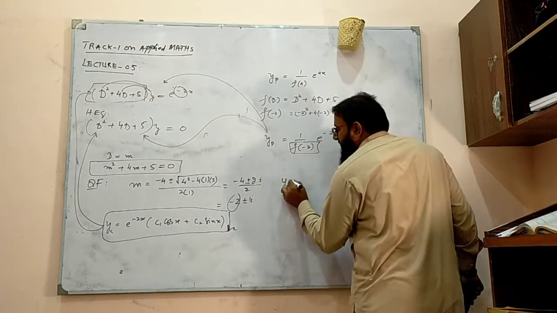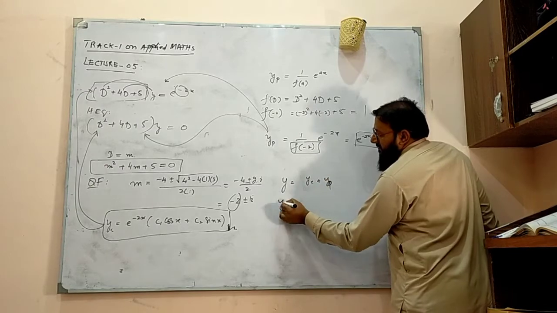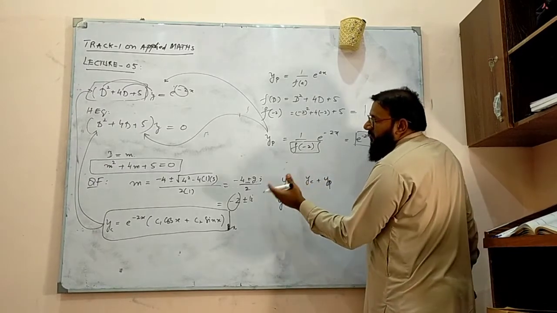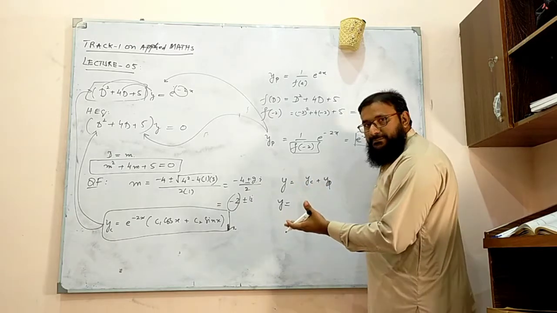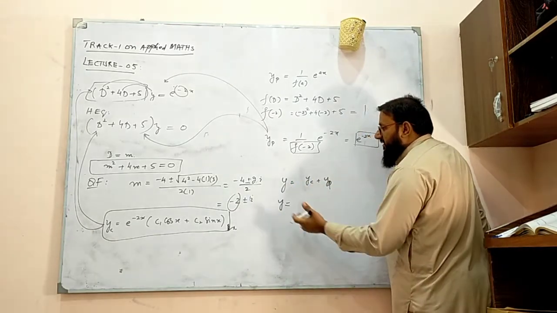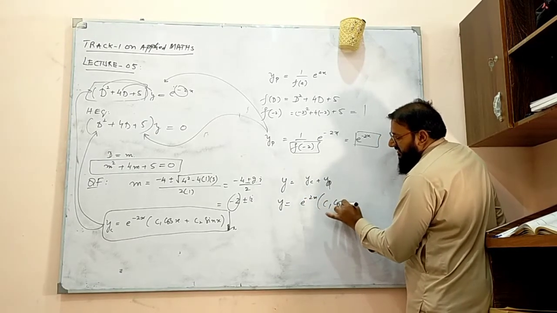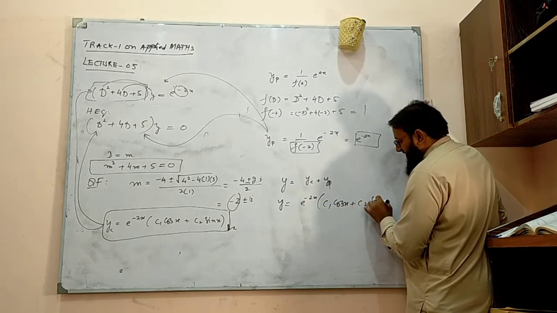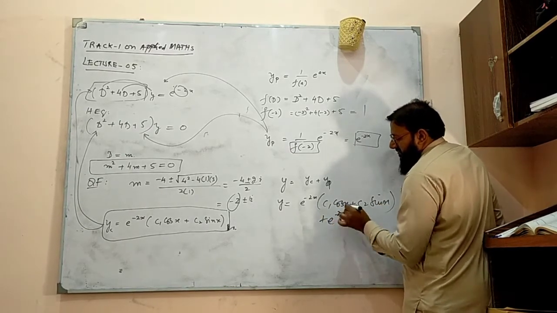y is equal to yc plus yp. Now, afterwards, we will not be interested in yc, only we will find yp, because it is very easy to find yc. So it is e raised to minus 2x, (c1 cos x plus c2 sin x), plus e raised to minus 2x.